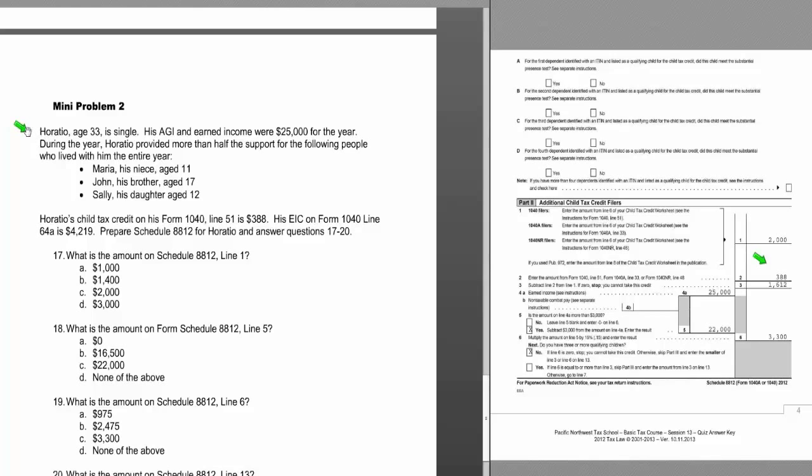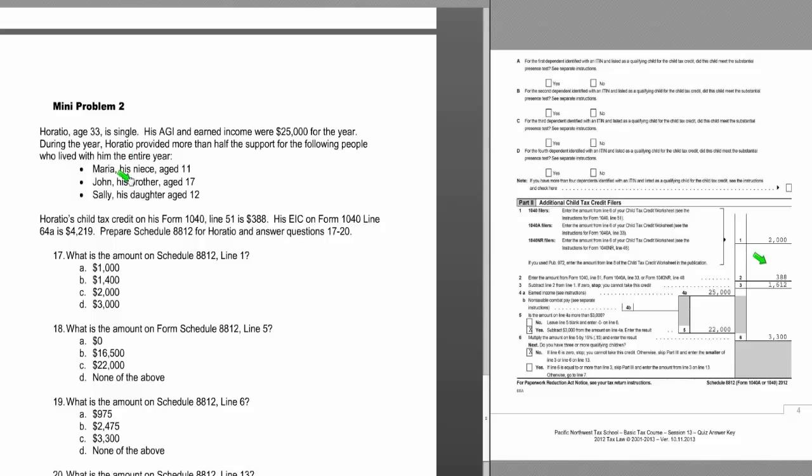And moving on with mini problem number 2. Here we have a character named Horatio, age 33. He is single. His AGI and earned income were $25,000 for the year. And during the year, he provided more than half the support for the following people who lived with him all year. Maria, his niece, age 11. John, his brother, age 17. And Sally, his daughter, age 12. Well, what we're concerned with for Horatio is that the individuals that he can claim the child tax credit for have to be related to him in a qualifying child relationship, and they also must be under age 17.